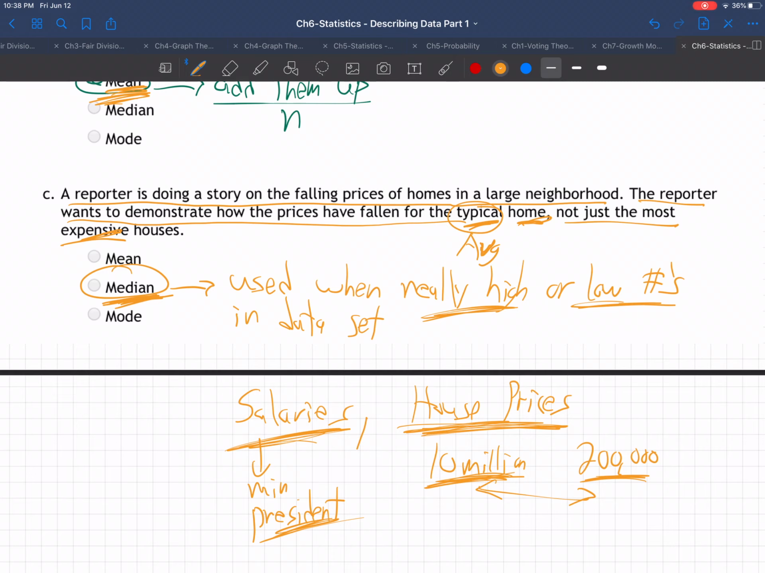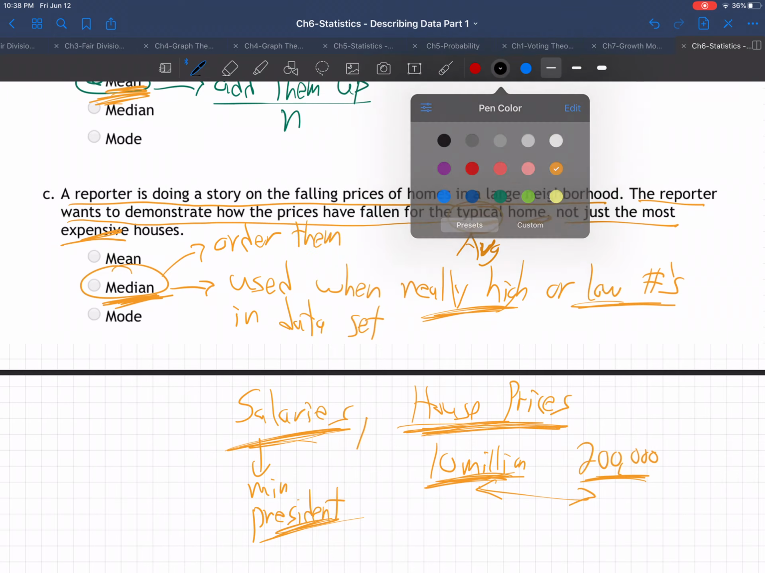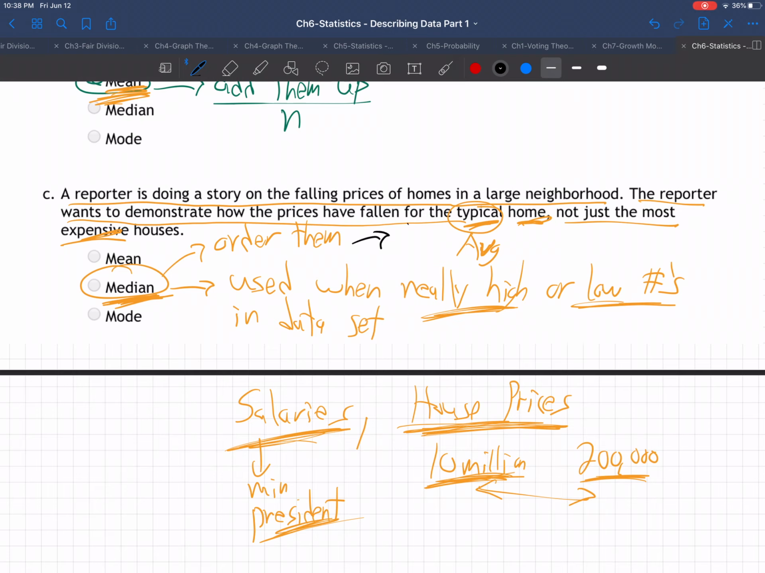Why? Because the median, remember what it does? It just says order them, and take the middle number. Just take the middle. So it doesn't matter how high the high numbers are or how low the low numbers are. You just put them in order and you take the middle number. So the median is not affected by really high or really low numbers. It's just the one in the middle. Doesn't matter how high the high one is, how low the low one is. It's just the number in the middle.